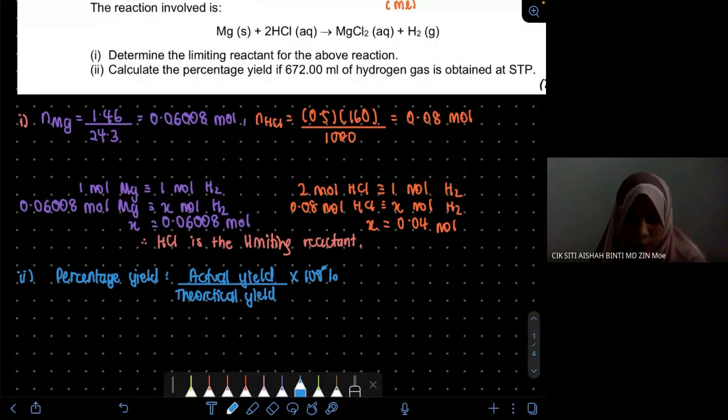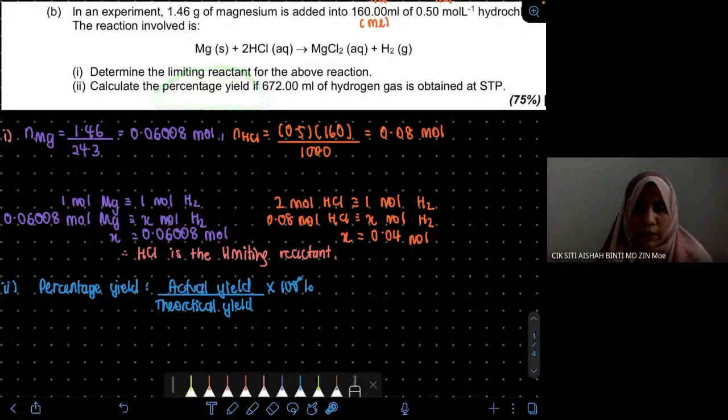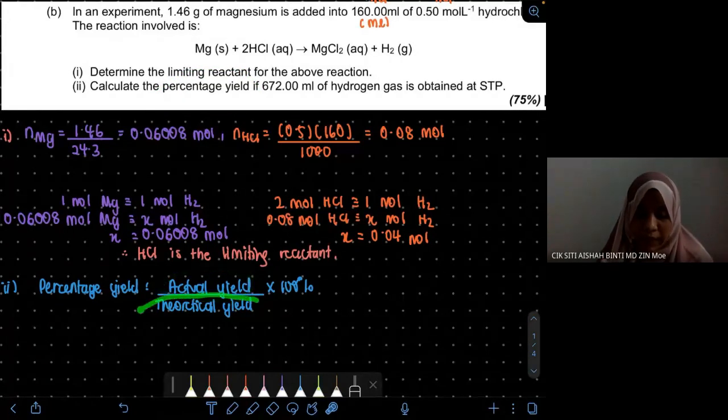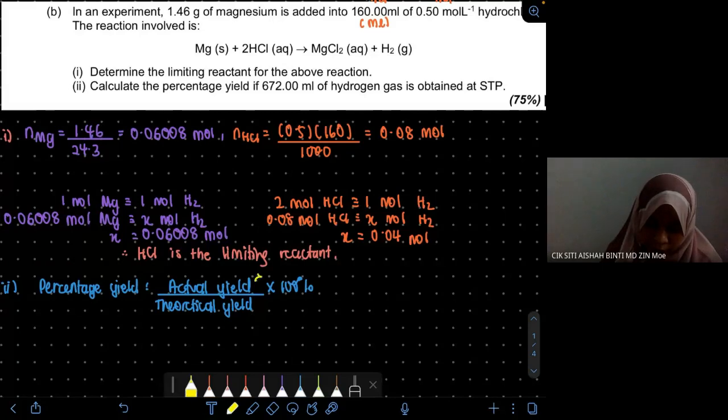Okay, so dia kata dekat sini calculate the percentage yield. So if you mention about the percentage yield, it means that kamu kena tahulah, you have to know what is the actual yield and what is the theoretical yield. So dekat sini, calculate the percentage yield if 672 ml of hydrogen gas is obtained. Yang ini pun mesti ada bagi hint. Kalau actual ni selalunya dia given in question.